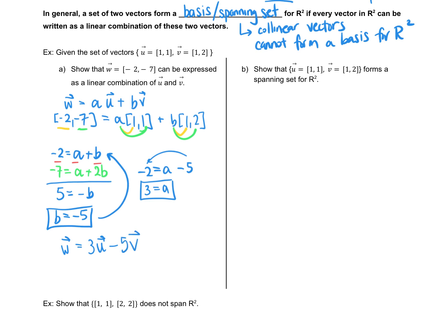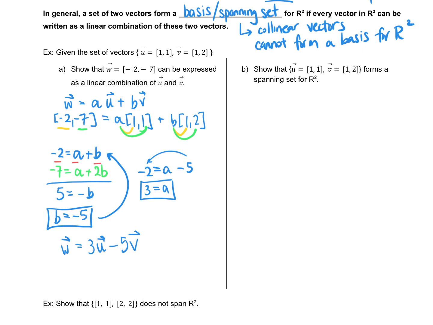And because I was able to actually create this linear combination, I know that u and v do form a spanning set for R2. I can also verify that by looking at these vectors and saying, hey, they are not collinear. So for part B, that's exactly what we're going to do. Show that vector u and vector v form a spanning set for R2.